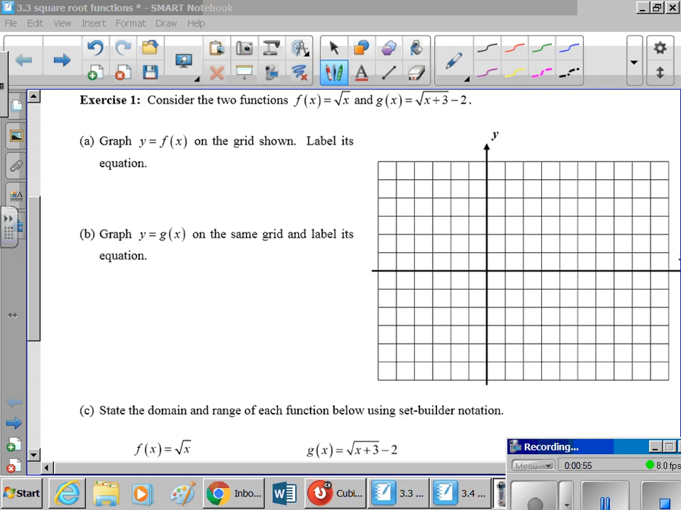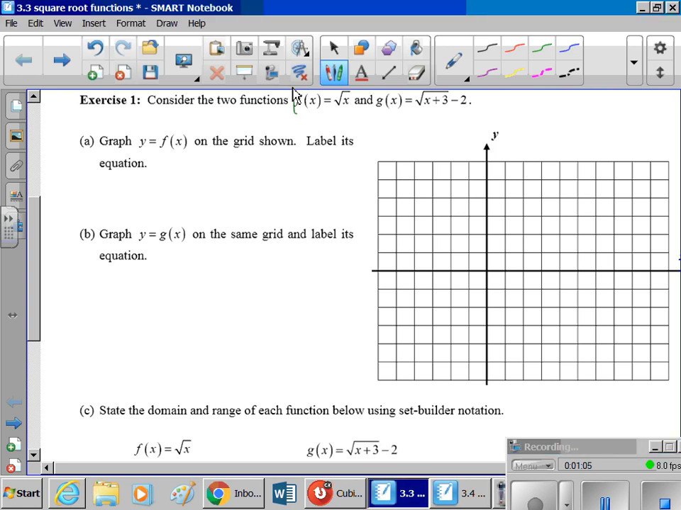So exercise 1. Consider the two functions f of x equals radical x and g of x equals rad x plus 3 minus 2. All right, so anytime we're graphing, I'm going to tell you right away, use your calculators. When we graph this, pull your calculator up, get your table, and do your points. Graph your points.